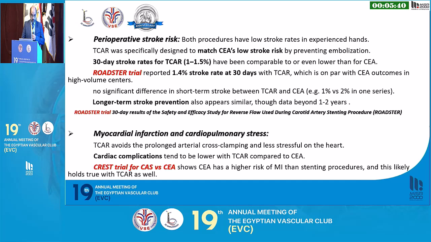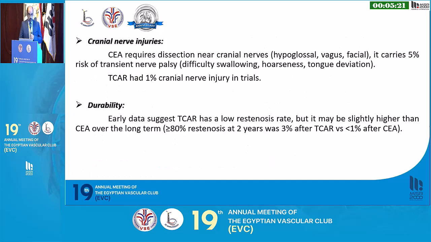And about the cardiac and cardiopulmonary effects, we found that the TCAR avoids prolonged arterial cross-clamping, and the CREST trial for carotid artery stenting versus carotid endarterectomy showed that the carotid endarterectomy had a higher rate of MI than the stenting procedure, and this likely holds true with the TCAR as well. About the cranial nerve injuries, the carotid endarterectomy has a possible rate of injury to the hypoglossal, vagus, and facial nerves of about 5%, while the TCAR had a 1% cranial nerve injury.